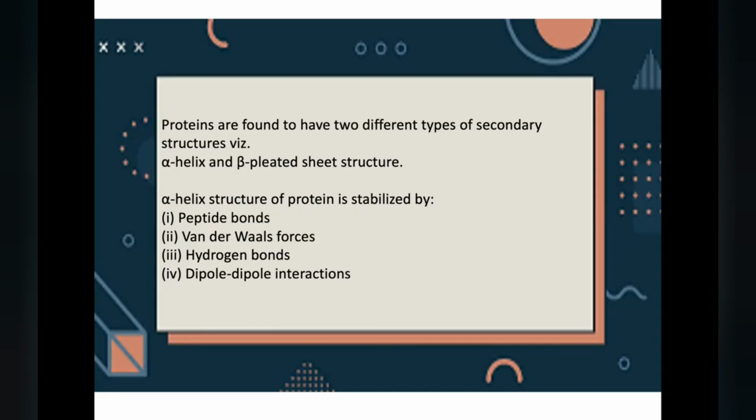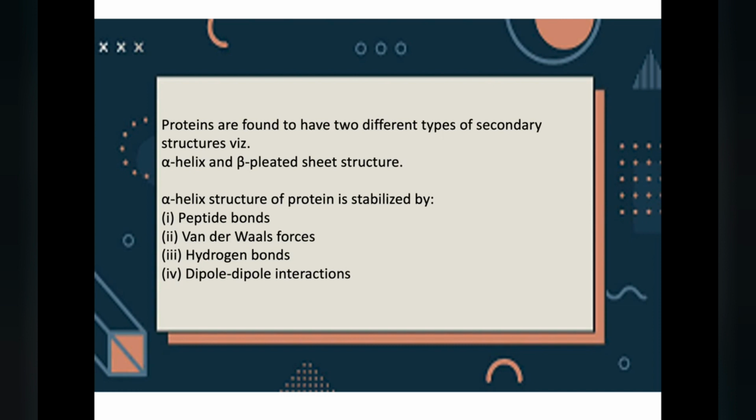Now we'll begin with the first question. This is a very important one. We already learned that proteins have two different types of secondary structures, as I discussed in our previous session while revising biomolecules. One is the alpha helix and the second is the beta pleated sheet structure. So, the alpha helix structure of protein is stabilized by which of the following?